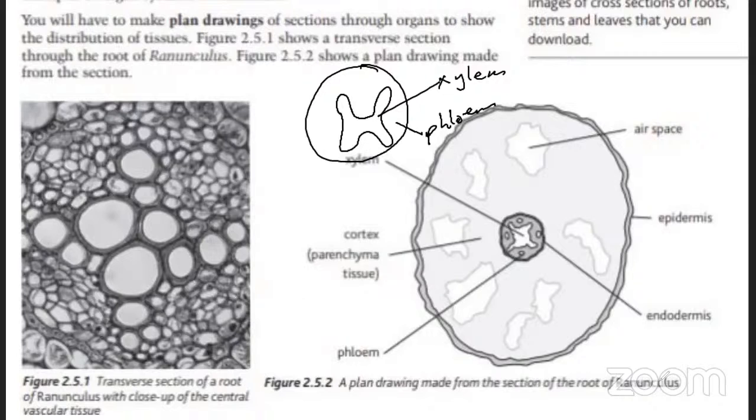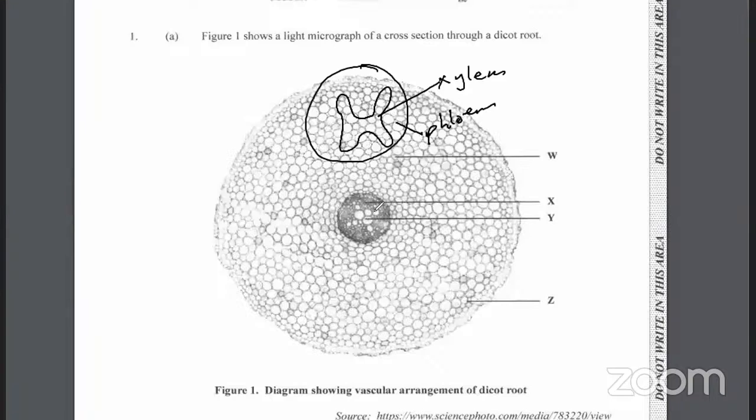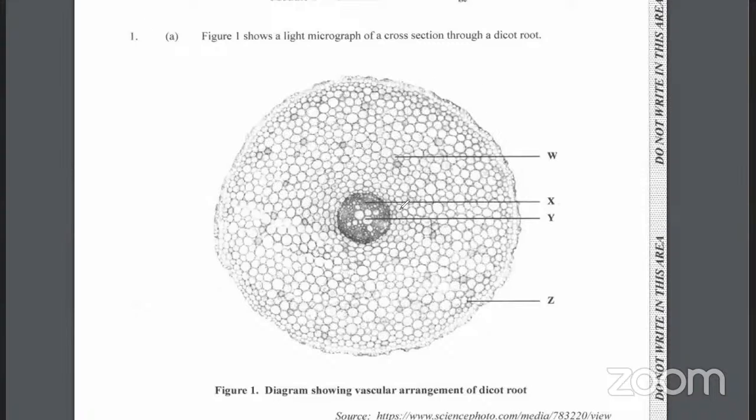On the diagram, you can see here you have the xylem, the phloem, epidermis, and the cortex in the middle, endodermis around it. So for this, you would have the xylem and the phloem, then the endodermis around it, and then the cortex. There is none touching the epidermis. So the phloem is around the xylem.